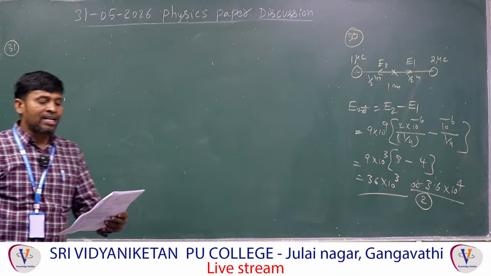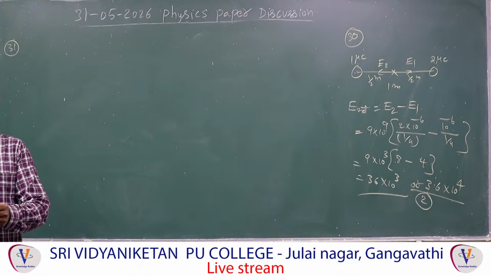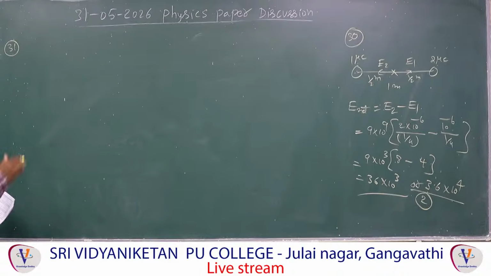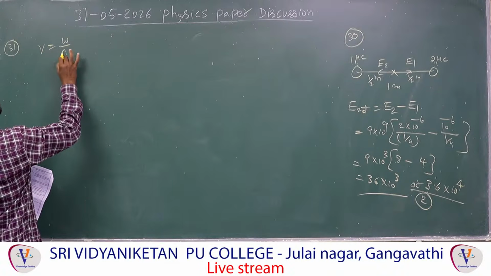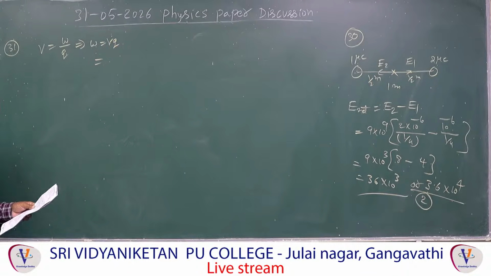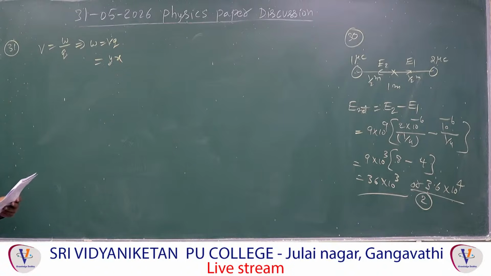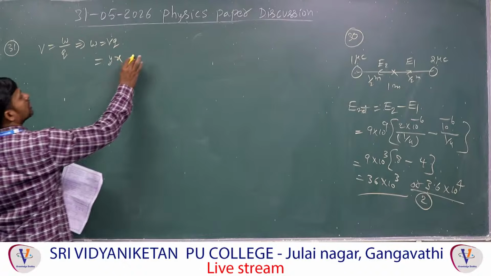The work done in carrying the charge x coulomb between two points having the potential difference y. What is the work done? Already we know that potential is equal to W by Q, so W is equal to V into Q. The potential difference is y and the charge is x. That's why xy, fourth option.